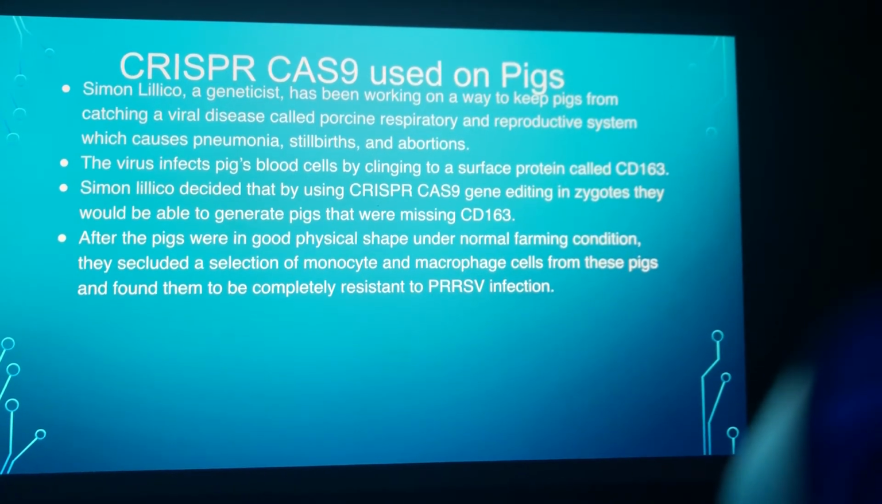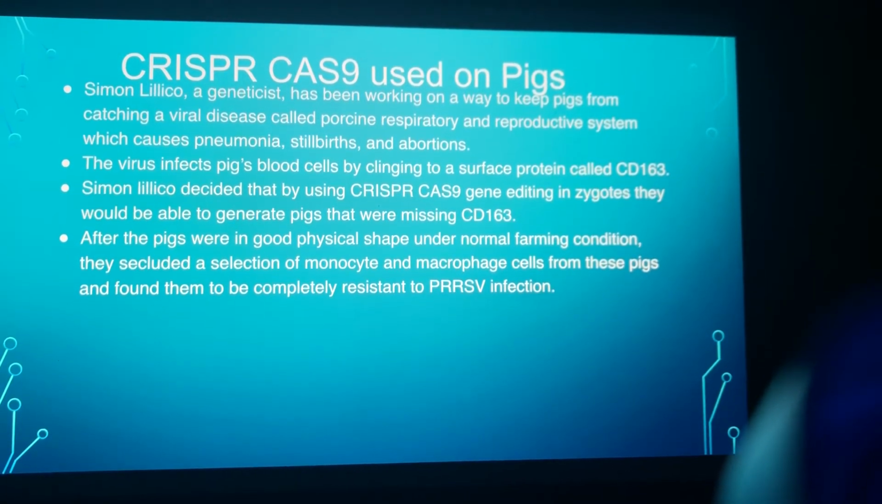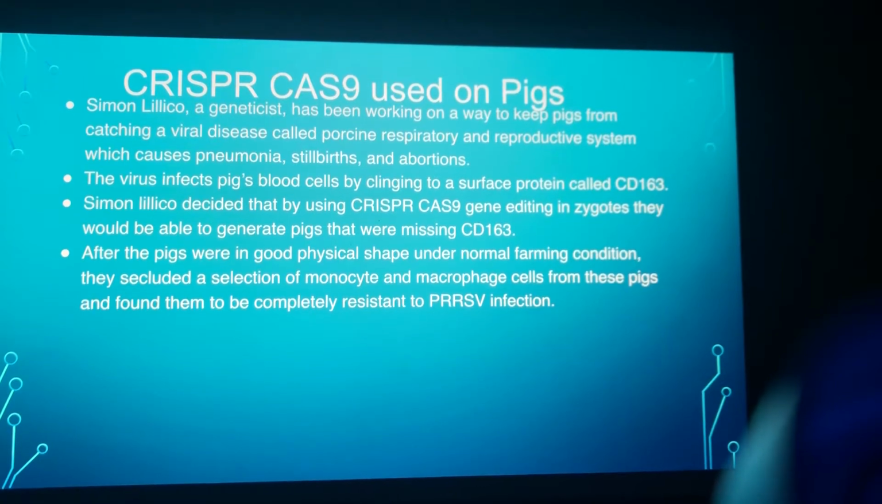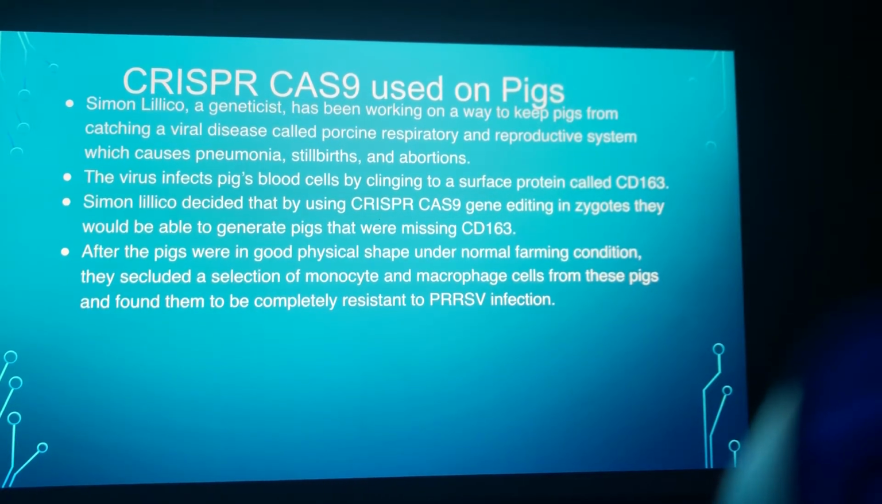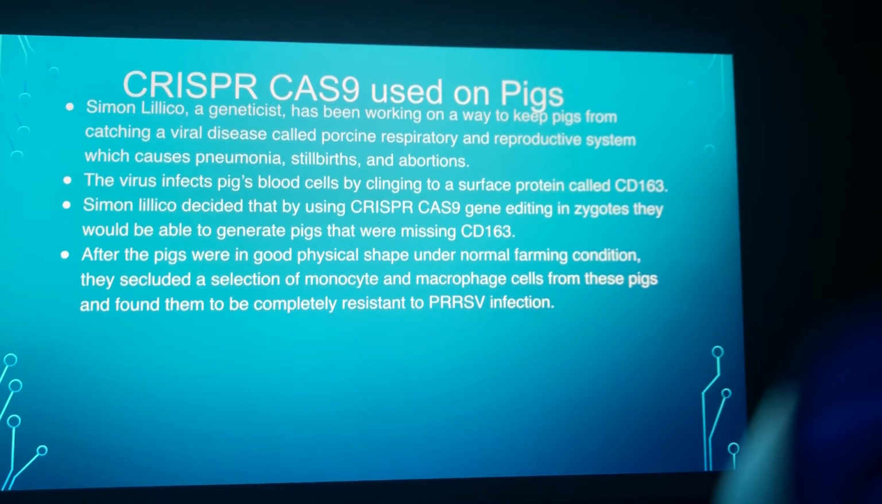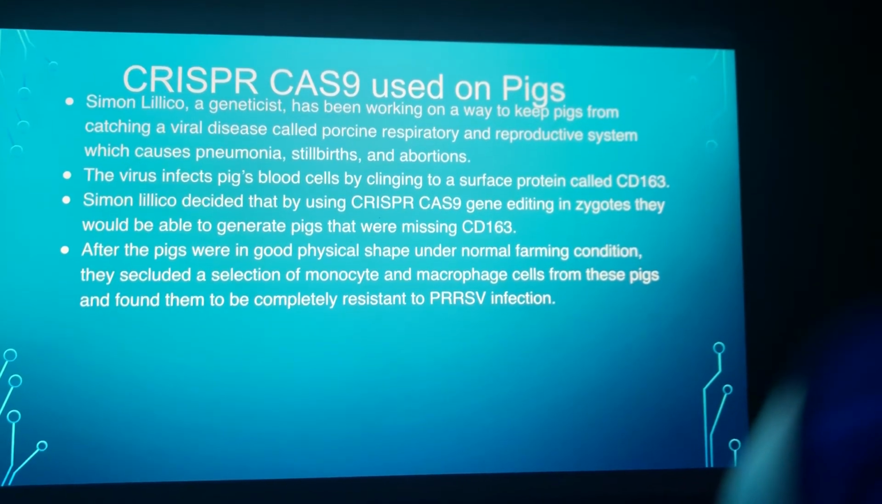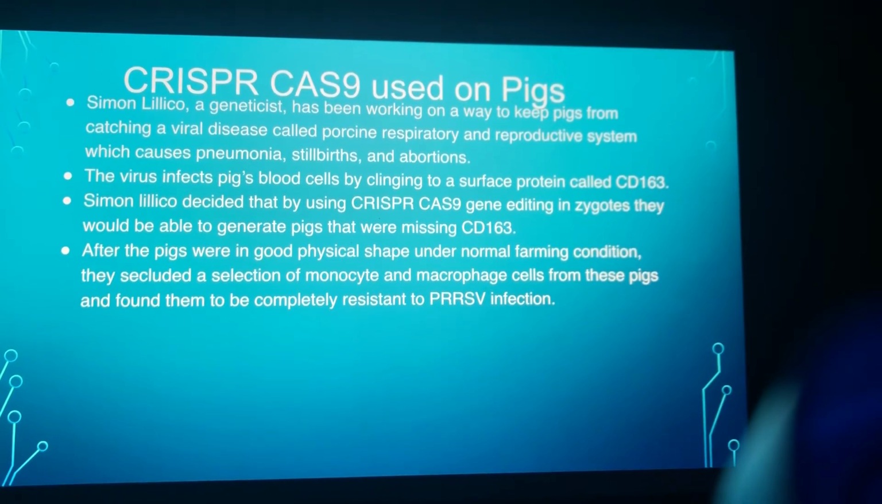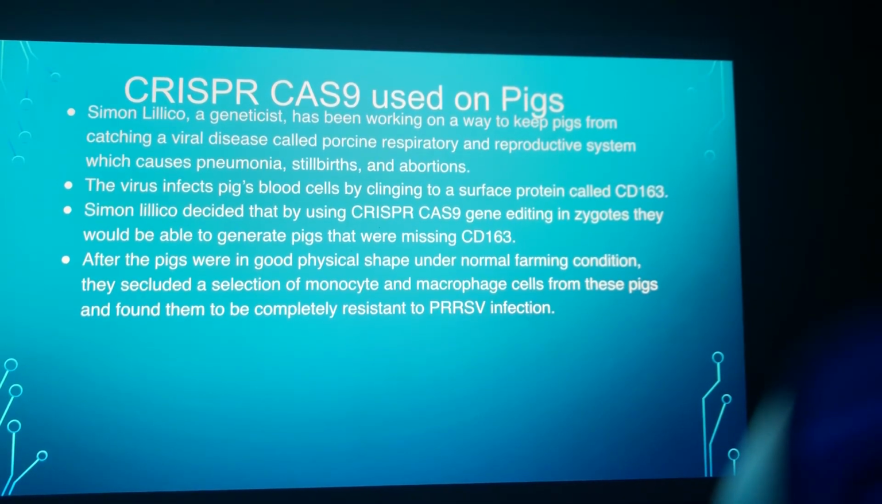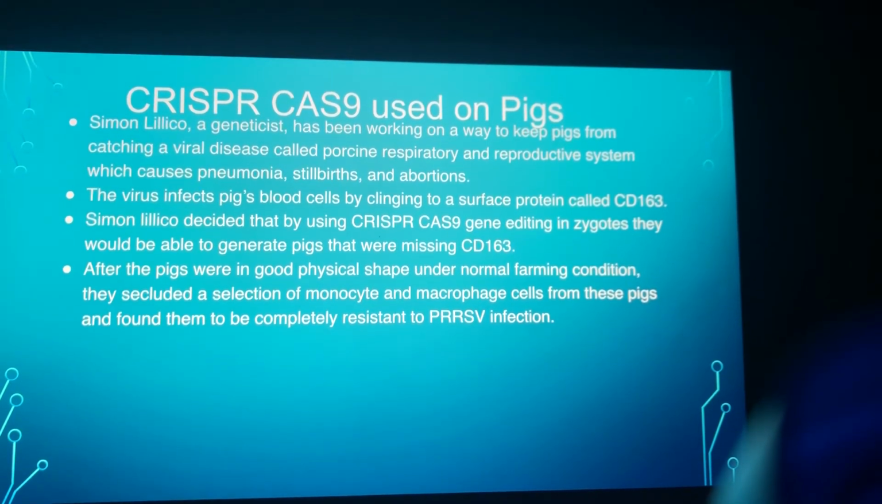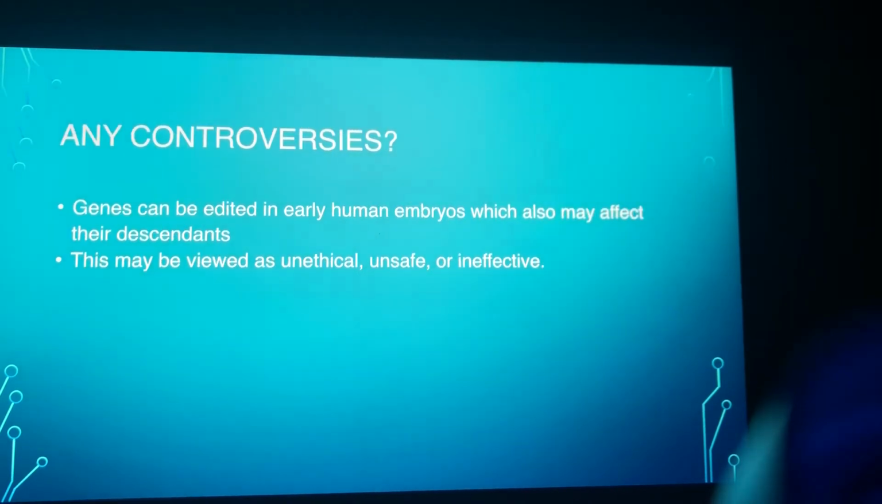Simone Lilico decided that by using CRISPR-Cas9 gene editing in zygotes, they would be able to generate pigs that were missing CD163. After the pigs were in good physical shape under normal farming conditions, they isolated a selection of monocyte and macrophage cells from these pigs and found them to be completely resistant to PRRSV infection.